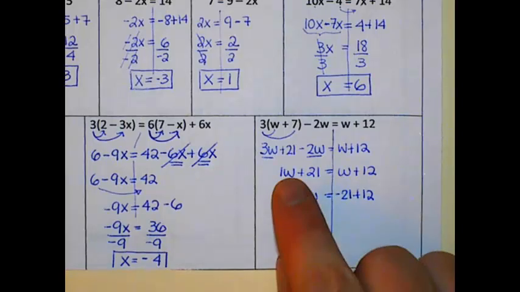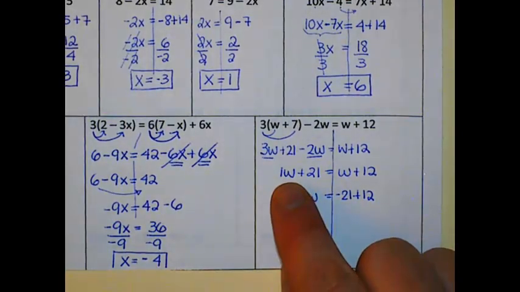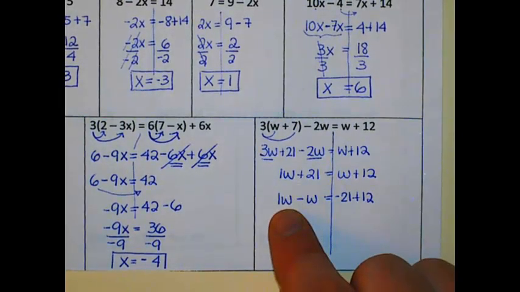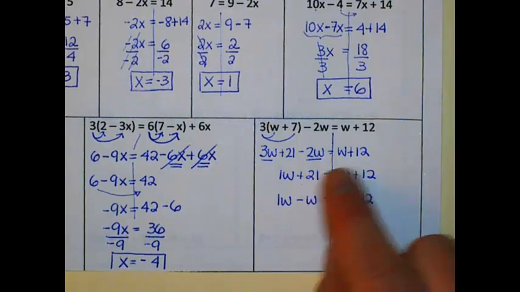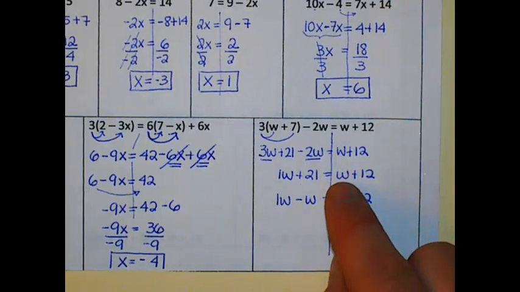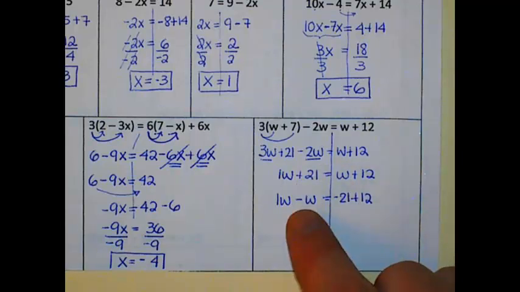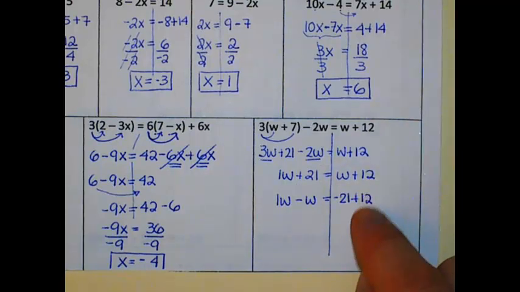So basically, I rearrange. Will the w stay or go? You will stay. The 21 needs to go, so it goes to the other side, becomes negative. The w needs to go, so it becomes negative w. And 12, just bring it down.